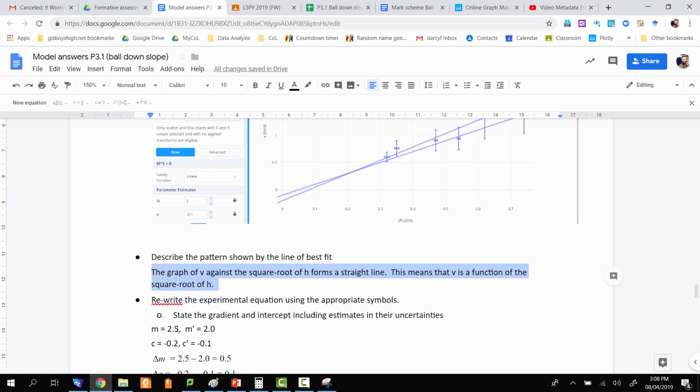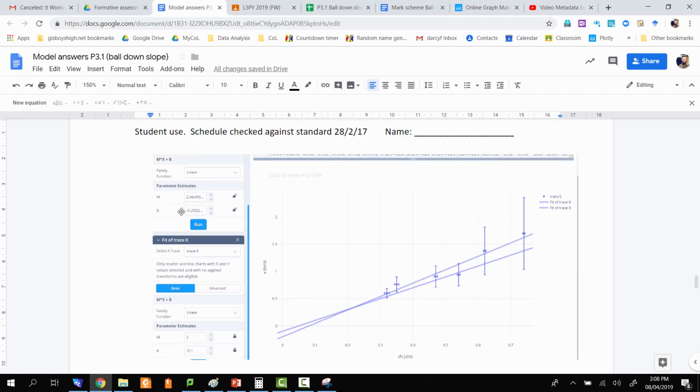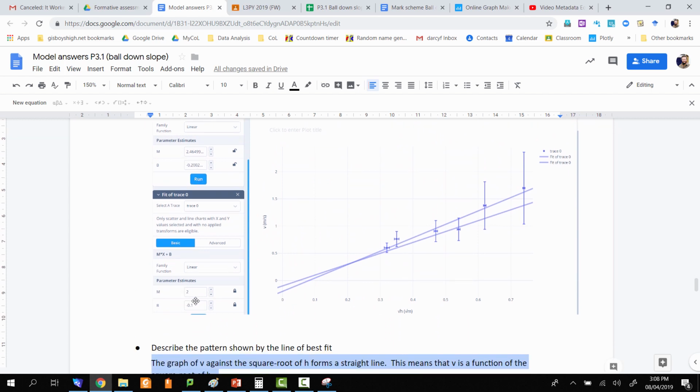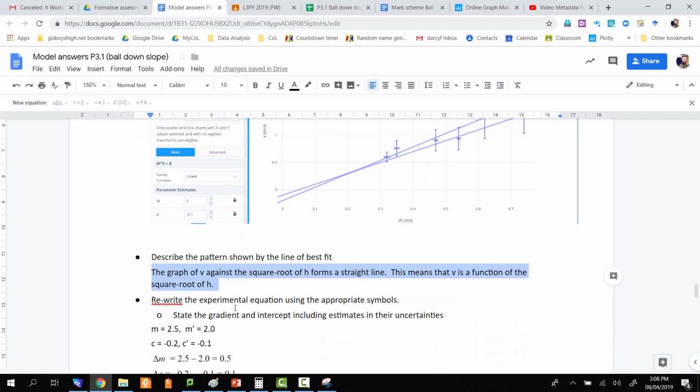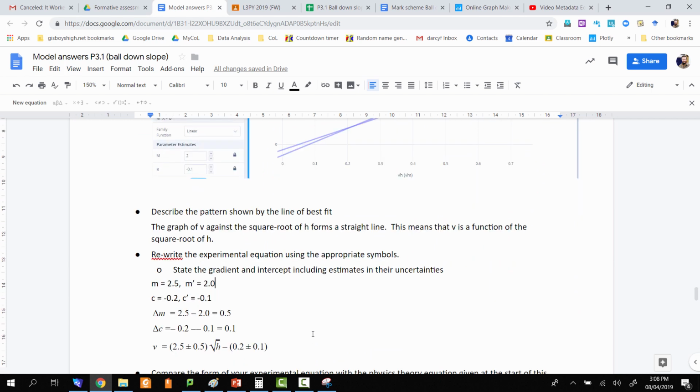I'm 2.46, I'm rounding up to 2.5. My y-intercepts, you can see negative 0.20 and negative 0.1. So those are my two values. So now let's think about this. The uncertainty in the gradient is obviously the difference between those two values, which is 0.5, and the uncertainty in the y-intercept is the difference between those values, and that's 0.1.